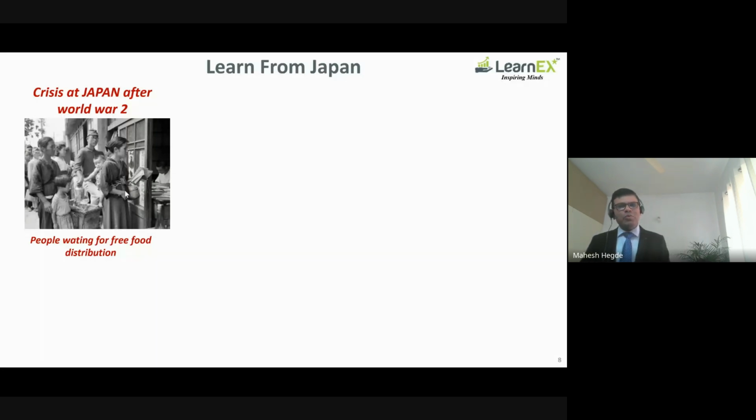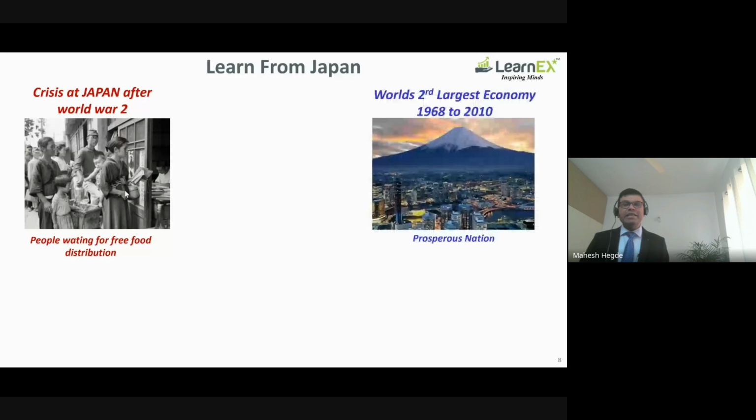That was the condition of Japan. People were poor. After World War II, their condition was not as good as Indians. Okay, just after World War II. But what happened in the next 20 years? Really a miracle. By 1968, Japan became the world's second largest economy. Till 2010, it was the world's second largest economy. Now it is third largest.